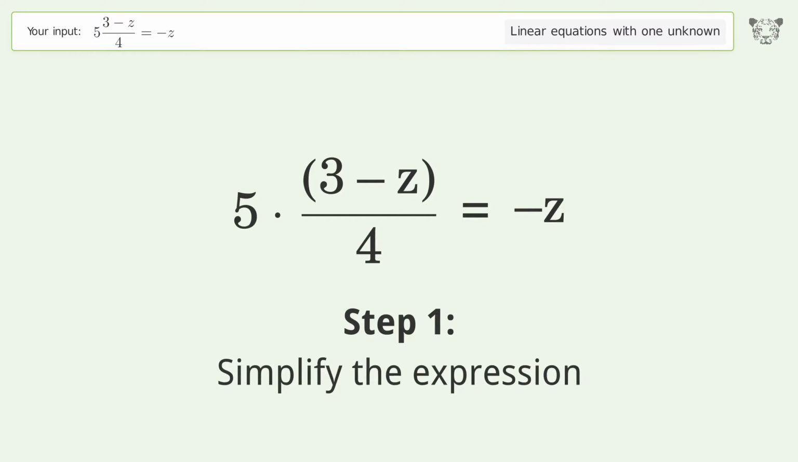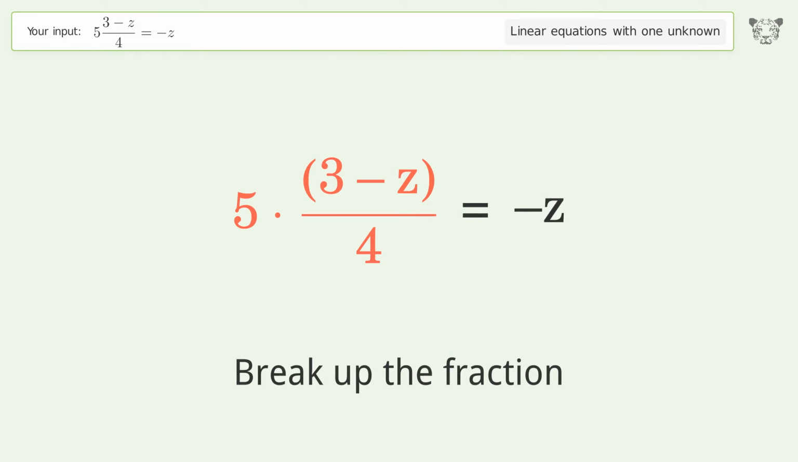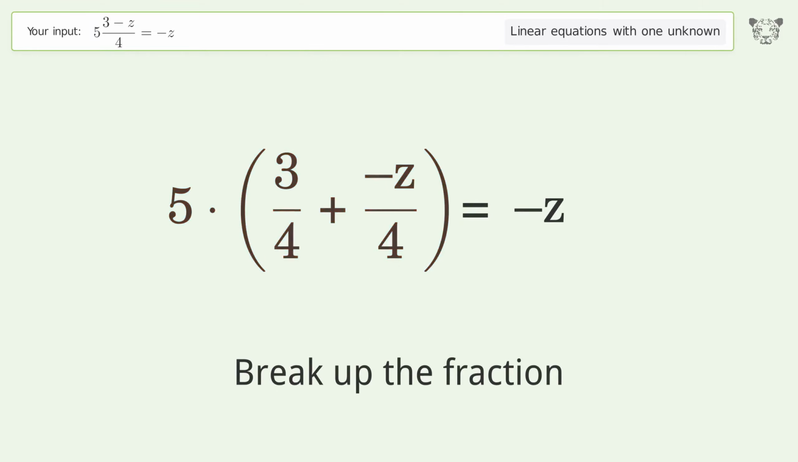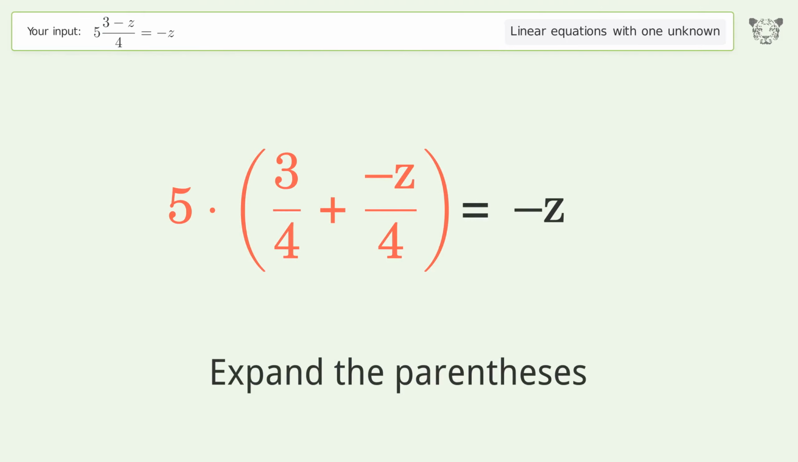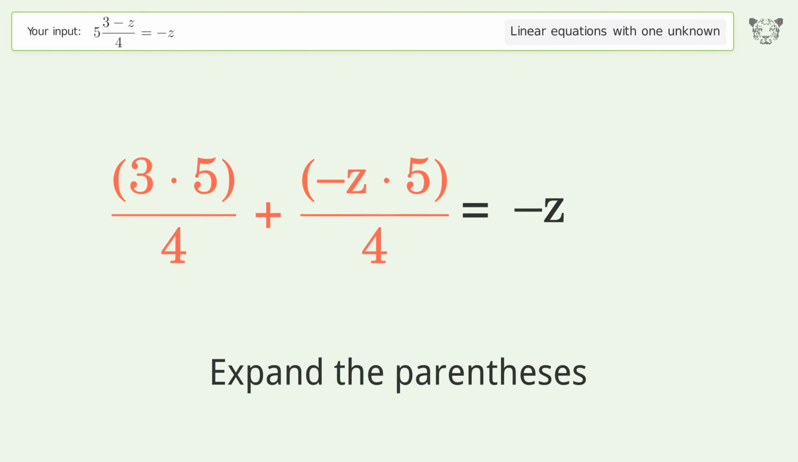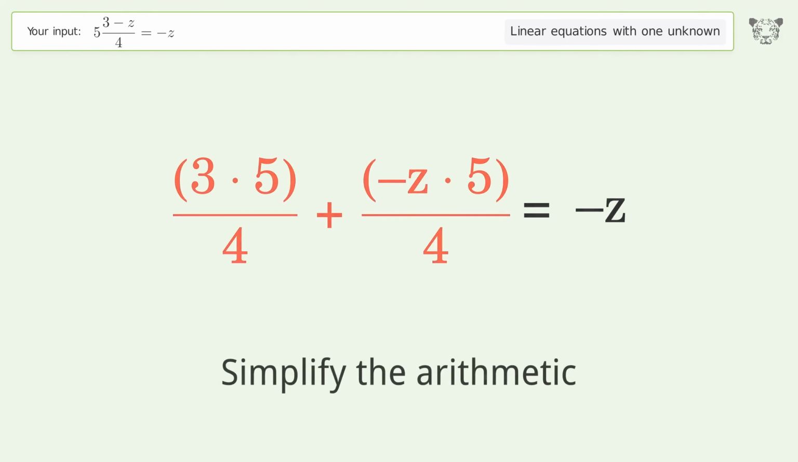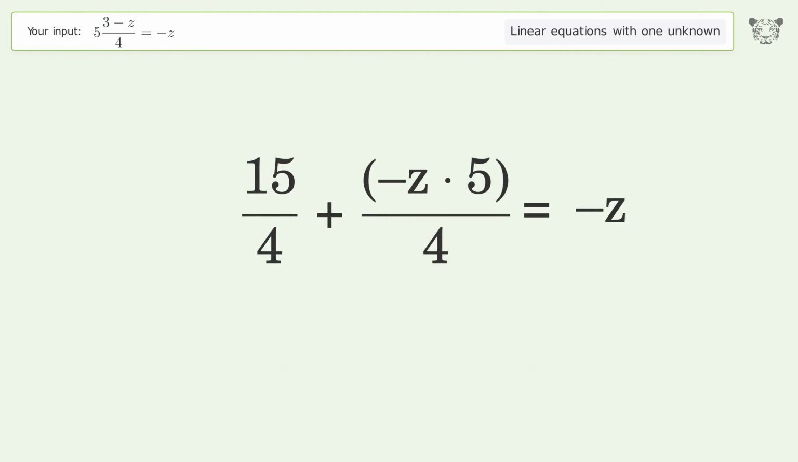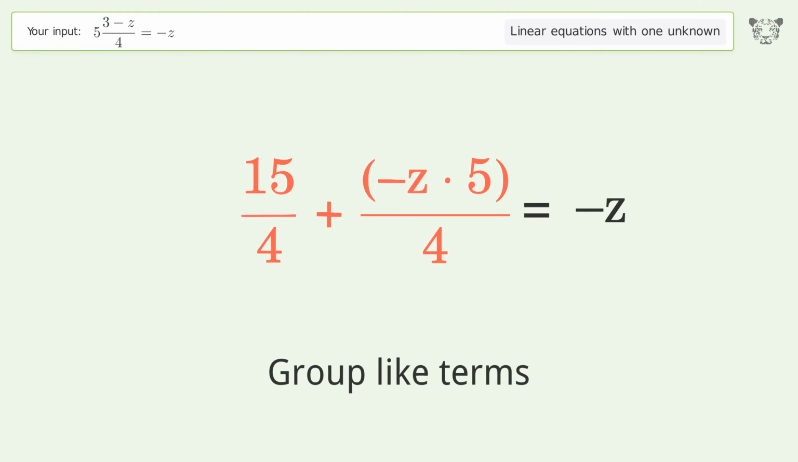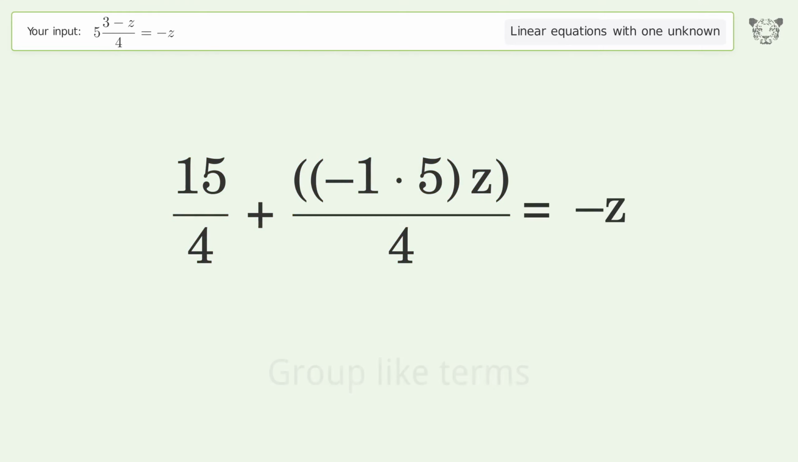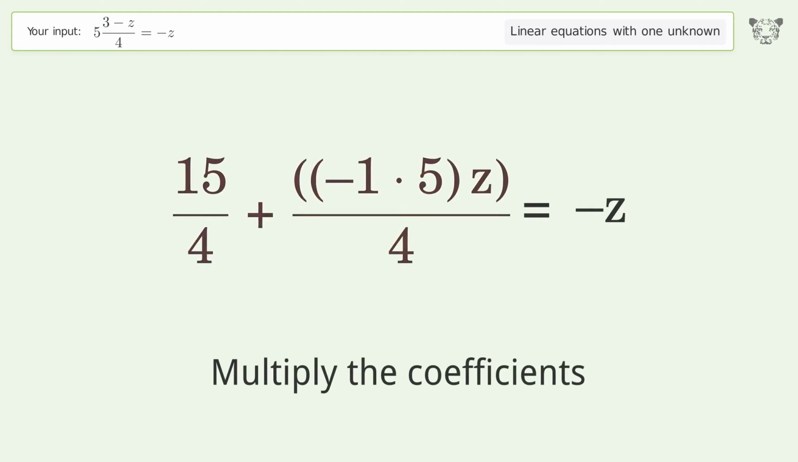Simplify the expression. Break up the fraction. Expand the parentheses. Simplify the arithmetic. Group like terms. Multiply the coefficients.